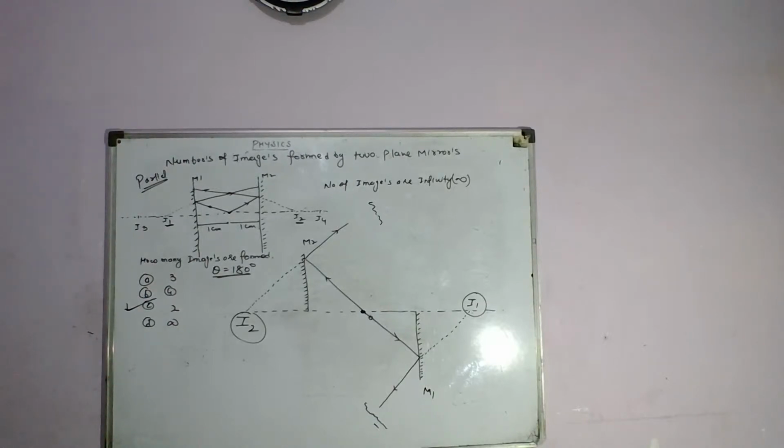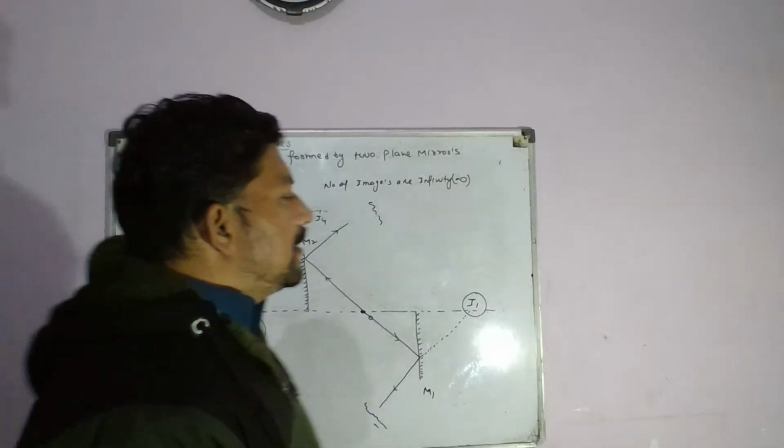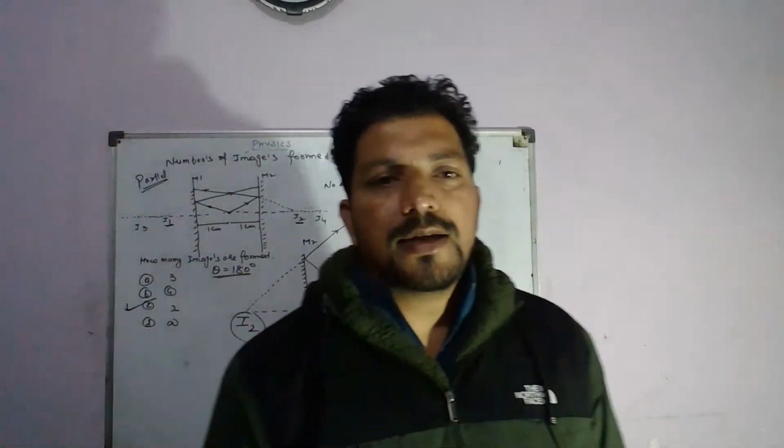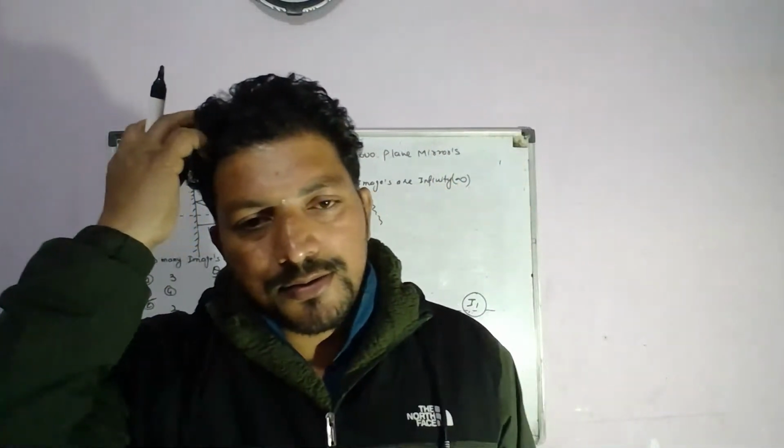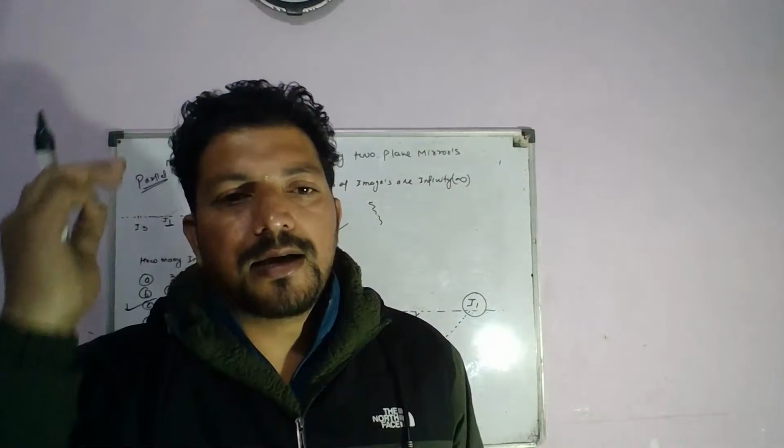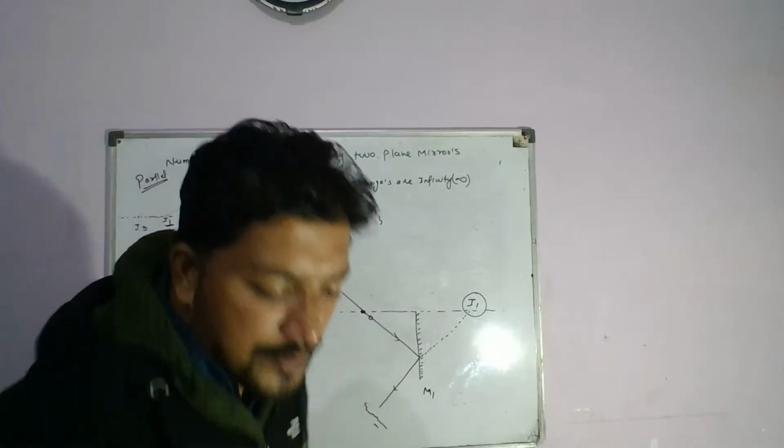So it depends upon the condition in which case these two plane mirrors are formed. One more question: if the angle between the two plane mirrors is 90 degrees, how many images are formed? Again the question arises.